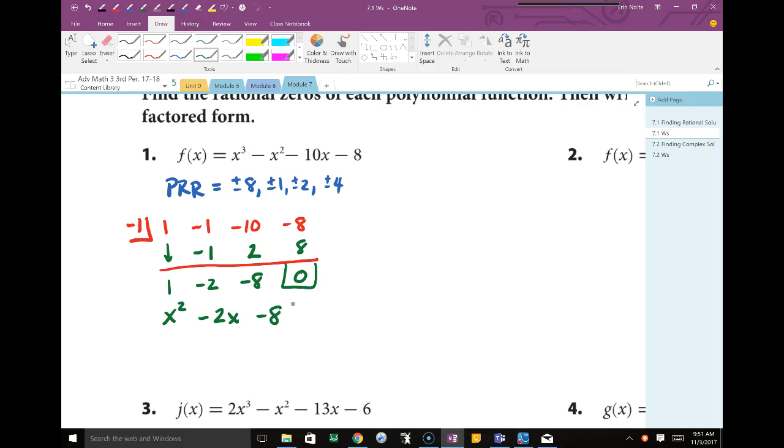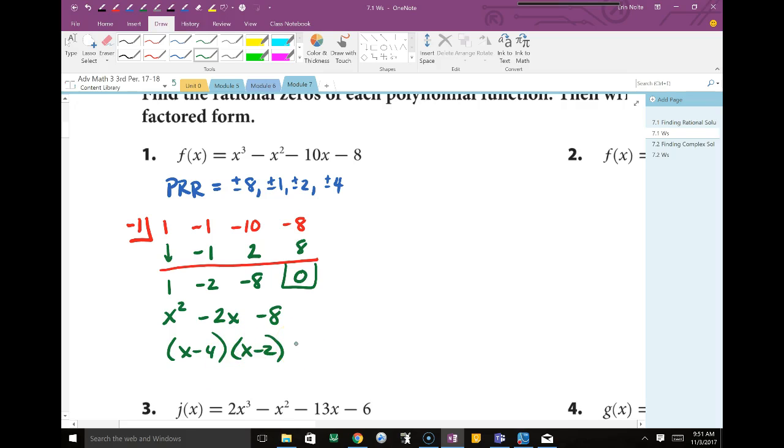We could try easy method on this, right? Remember easy method? Are there two numbers that multiply to -8 and add to -2? Which one's negative? -4, good. So this would factor into x minus 4, x plus 2.